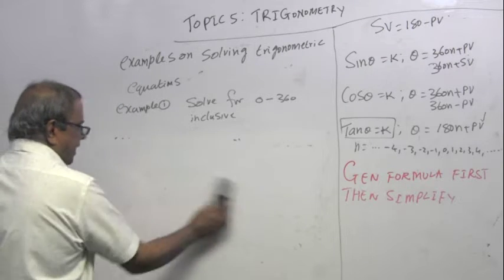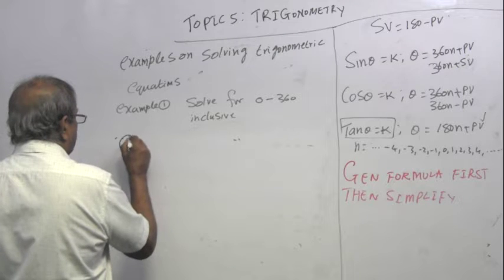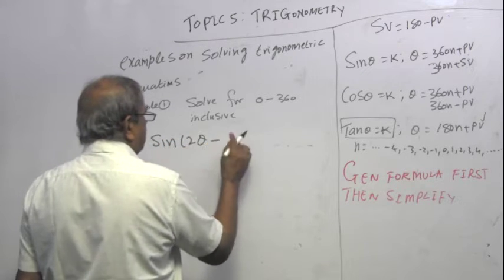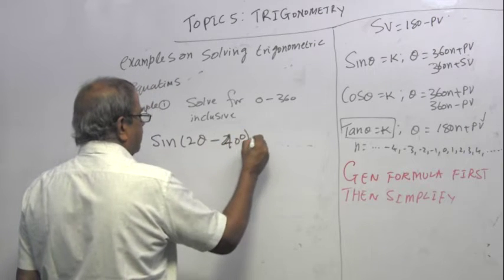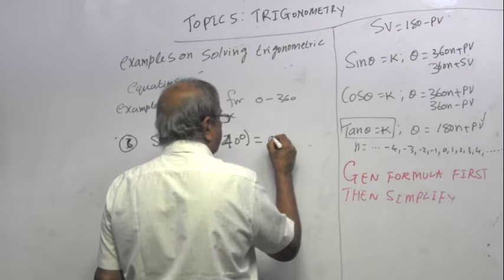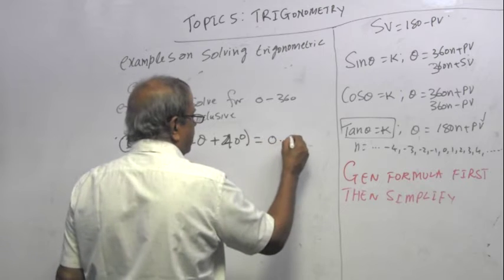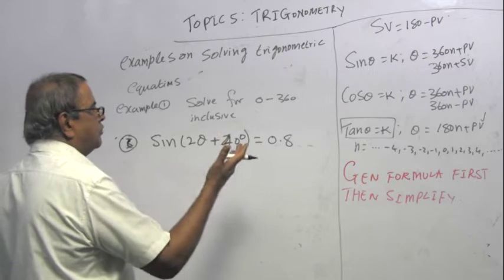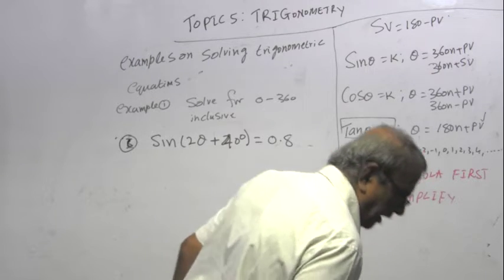Now let's look at the third example, part C. Sine of 2 theta plus 70 degrees equals 0.8. I want from 0 to 360. Later on, I'll take some examples. I still have plenty of time.